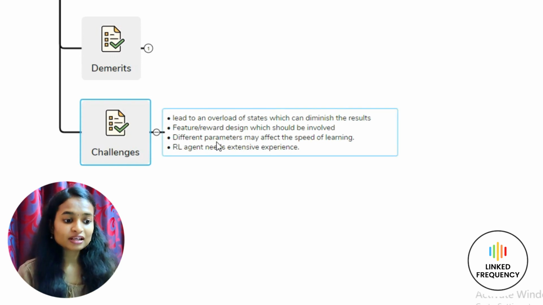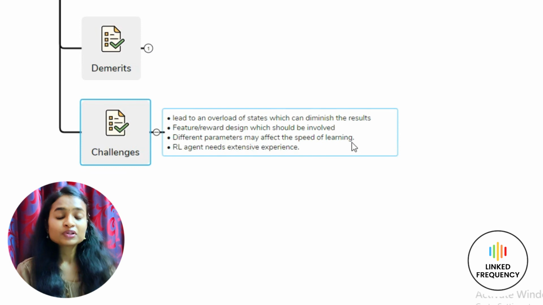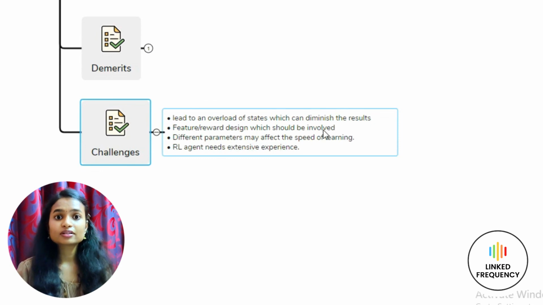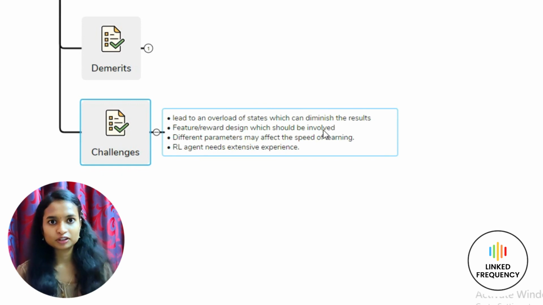Different parameters may affect the speed of learning. There are certain other parameters to consider whenever you are trying to use this approach. If these parameters are affecting the agent, then the speed of learning for that agent also will be reduced. And there are various environmental factors also which can reduce the learning rate of the agent.